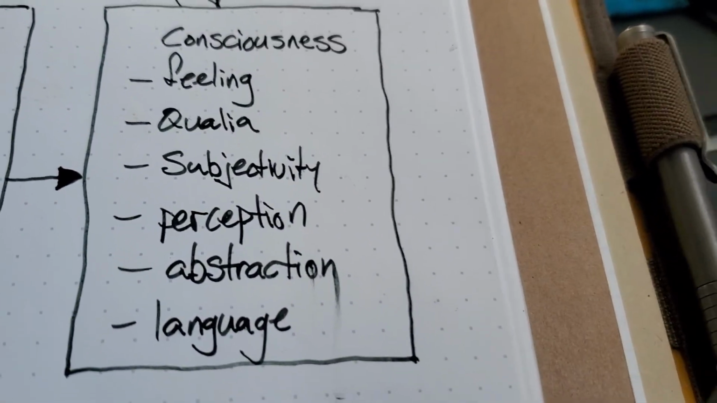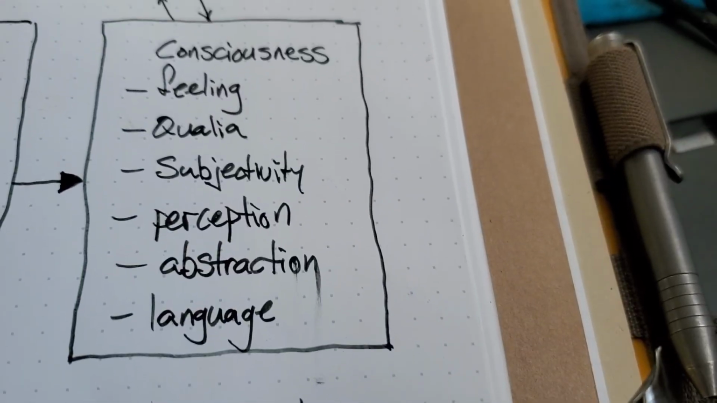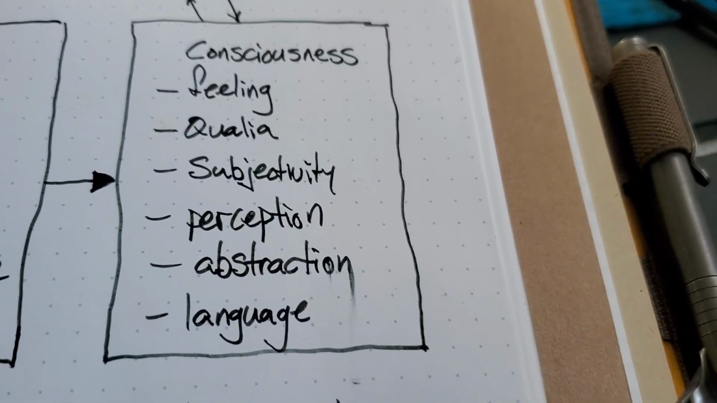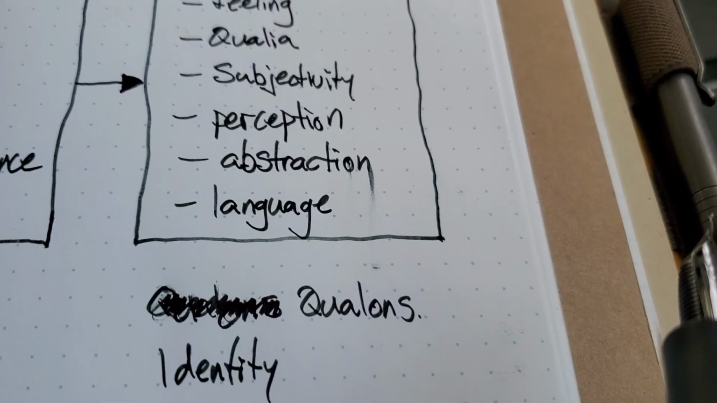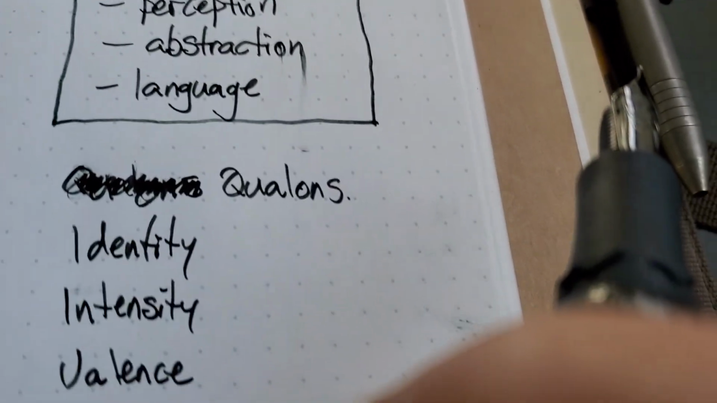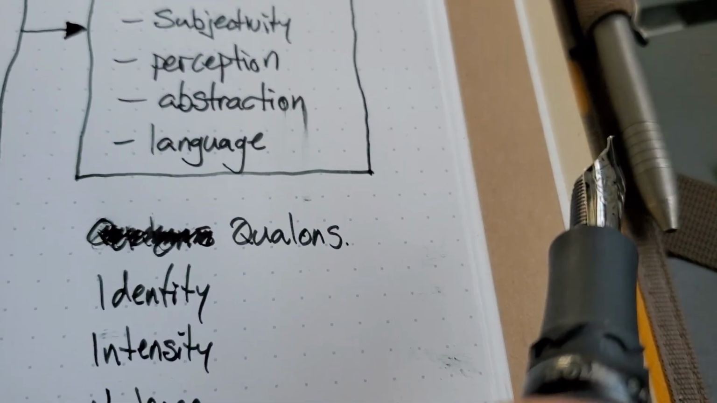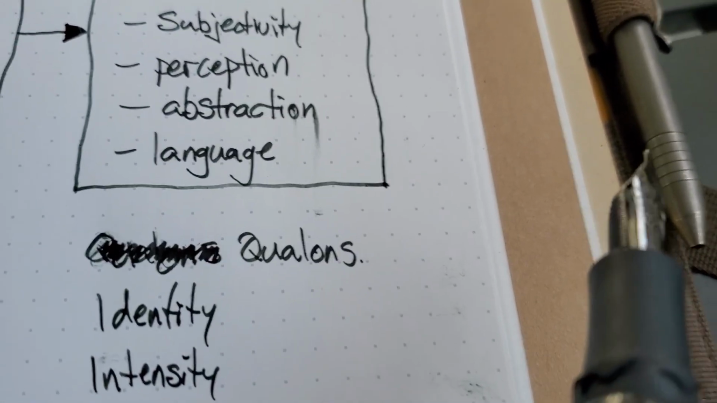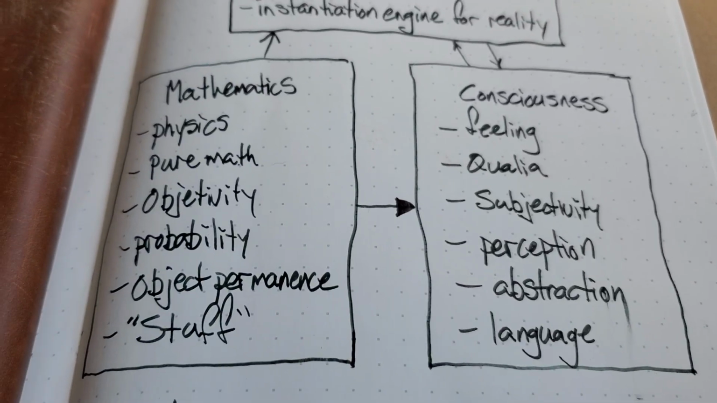Okay? So consciousness is the thing that experiences. It is feeling, qualia, subjectivity, perception, abstraction, and language. Consciousness is made up of qualons. This is qualia plus on. Anyway, we'll get back to that.